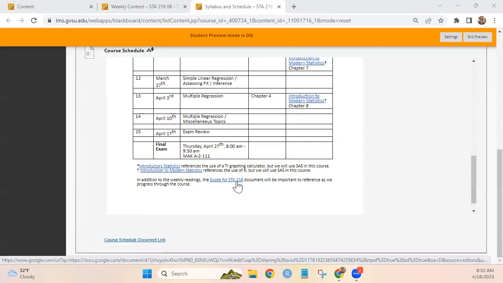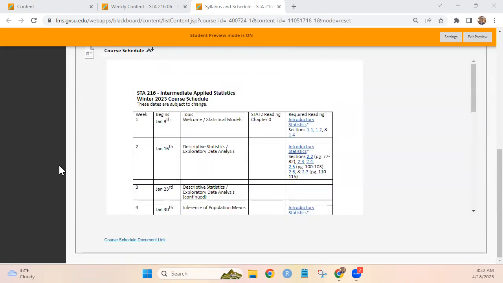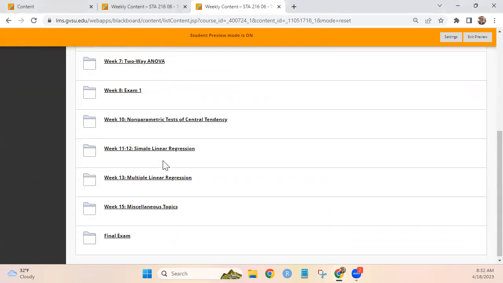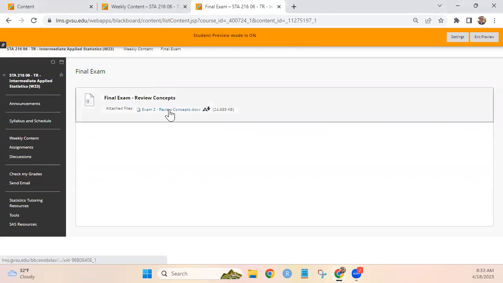Okay. So it'll be just like the first exam where it's paper and pencil. You can bring a basic calculator or a graphing calculator is fine. Just no smartphones, no computers. And for that, I posted under weekly content a list of final exam review concepts.